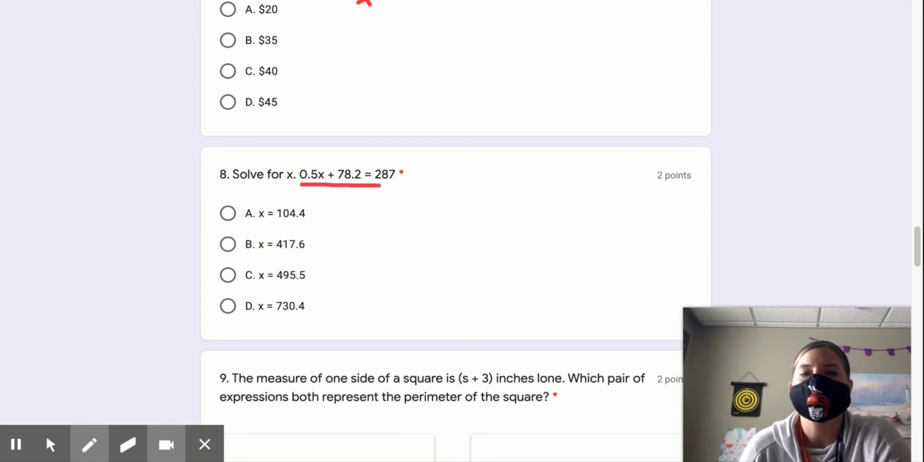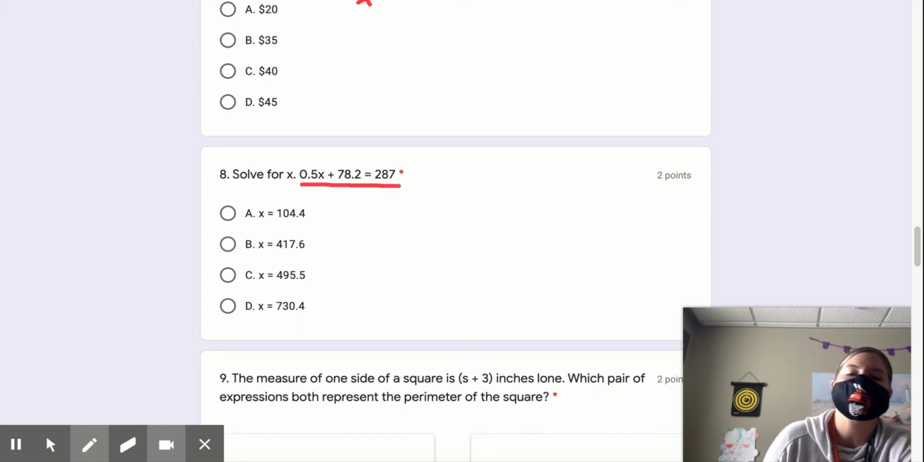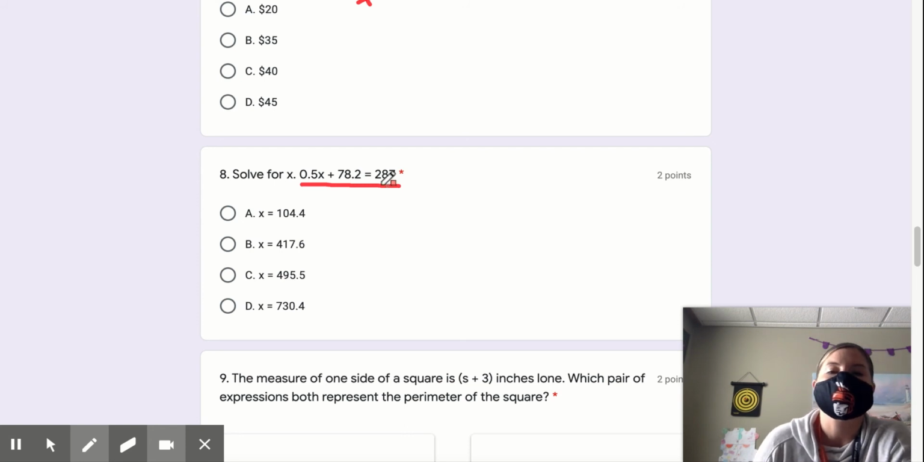0.5x plus 78.2 equals 287. Remember, you have to get rid of addition or subtraction first. You should be able to solve that problem.